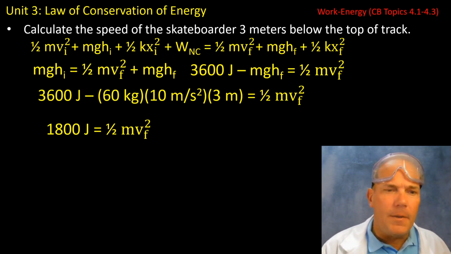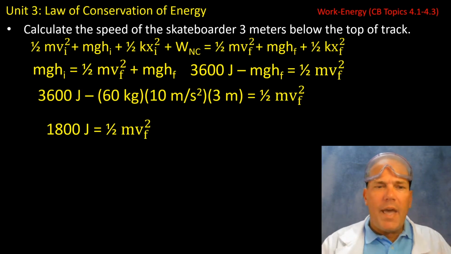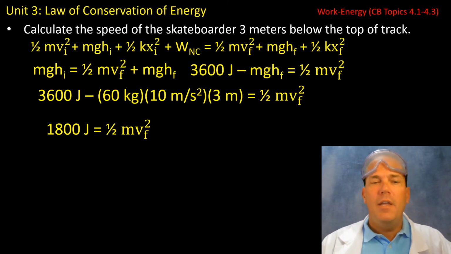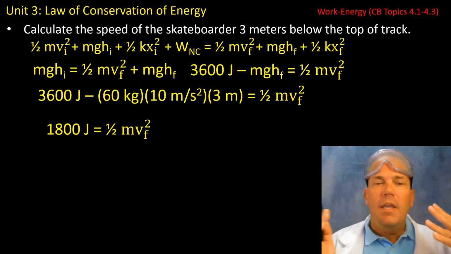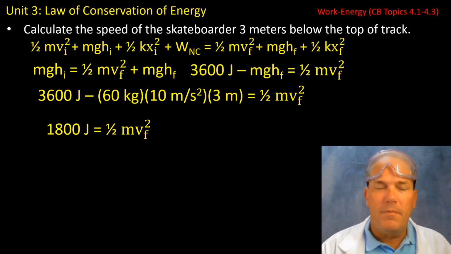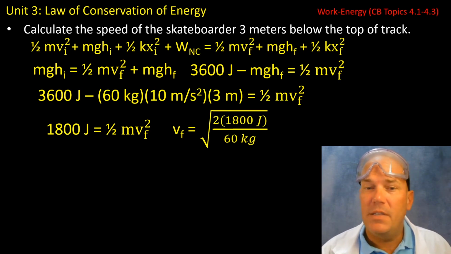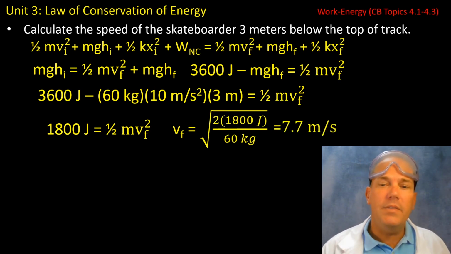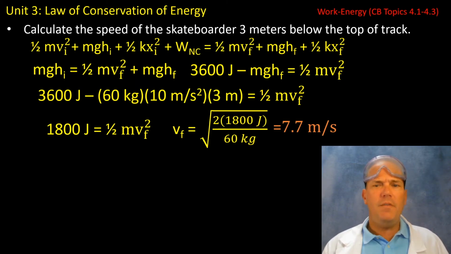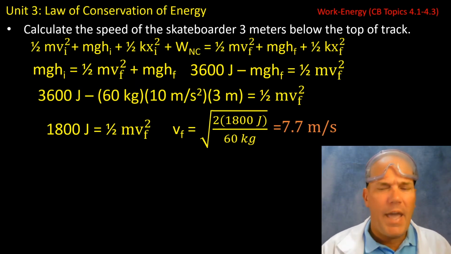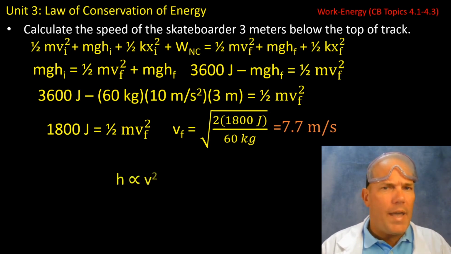Let's find out here. So we have 1,800 joules, that's the left side, 3,600 minus the 1,800 is equal to 1/2 mv squared. Algebraically, solving for velocity final, we get an answer of 7.7 meters per second. That's not exactly half. Why?